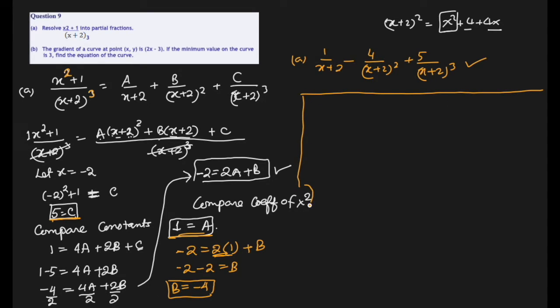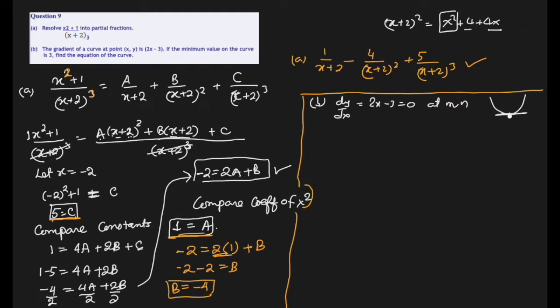Now let's move on to the b part of the same question, which says the gradient of the curve at x, y is 2x minus 3. If the minimum value of the curve is 3, find the equation of the curve. So when they say gradient, gradient is the same as dy over dx. They said it is equal to 2x minus 3, general point on x, y, right? But it's not a specific point they have given, they have given the minimum value. If it is minimum like this, what is the gradient at the minimum point? Gradient is 0.